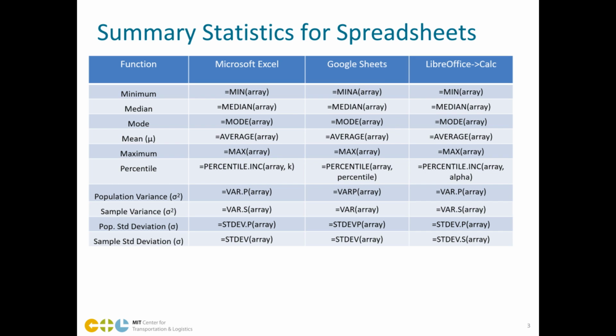And if you look at this just really quickly, you'll see they're very, very similar. Now for percentile, for Excel it has a K value, for Google Sheets it says percentile, and for LibreOffice it says alpha. That's actually whatever percentile in decimal form you want to show for the distribution, such as 0.75 for 75th. And then the other point I want to make is the difference for the variance and standard deviation between a population and a sample.